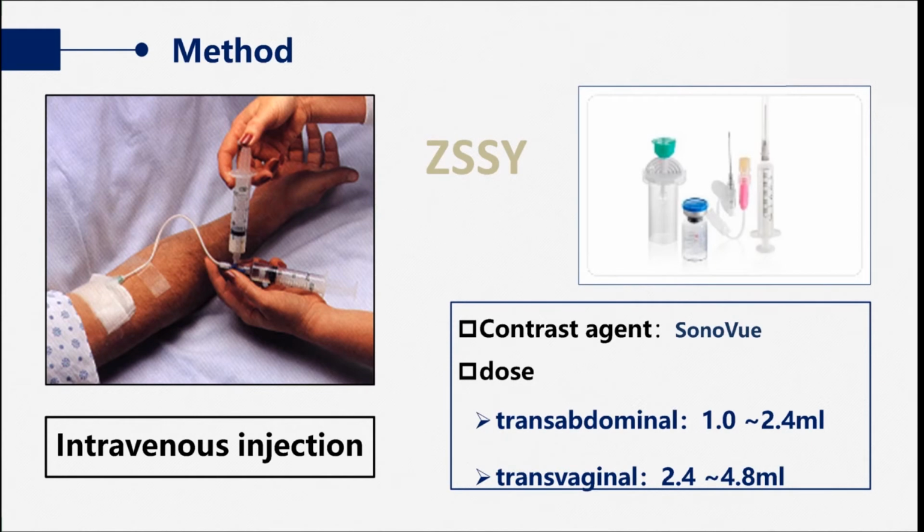The preparation and method are the same as in other organs. Sonoview is injected intravenously into the body. Here shows the doses. The dose of transabdominal CEUS is different from that of the transvaginal CEUS. The dose of transabdominal CEUS is smaller than the transvaginal CEUS.